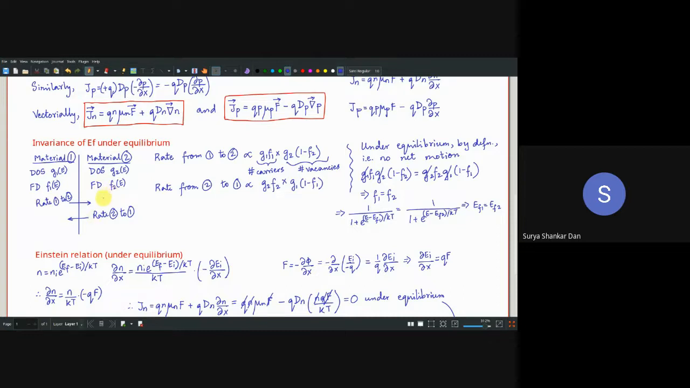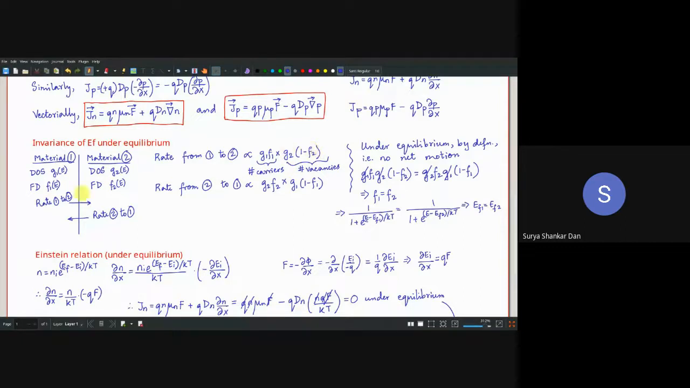Suppose material 2 is completely filled. There you will never have any transport. Similarly for 2 to 1. So that means there are two mutually exclusive events. Number one is the availability of free carriers. Number two, availability of vacancies.